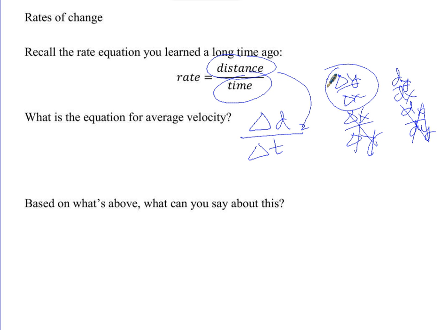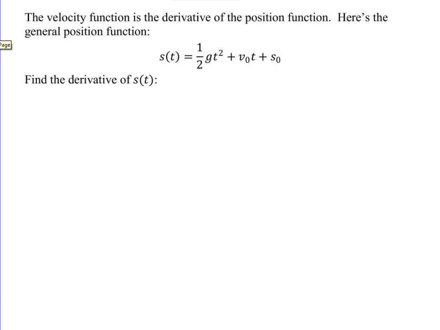Based on what we have sitting right here, if we have a position function, we can find the rate of change, meaning the velocity function, by taking the derivative. All right. As I recover from my pain, let's continue. Velocity function is the derivative of the position function. You were never told that when you took physics last year, but it is true.